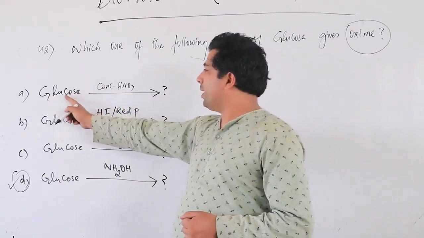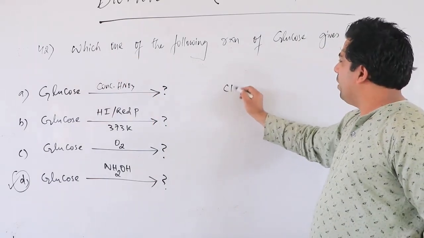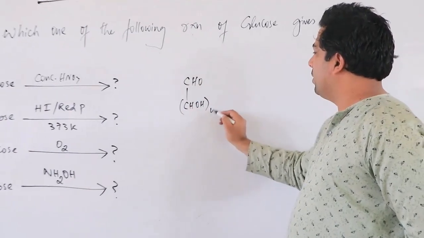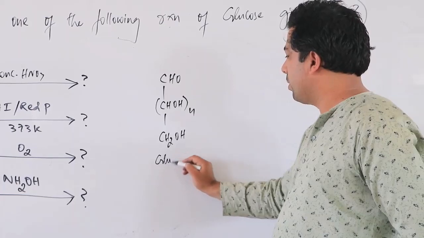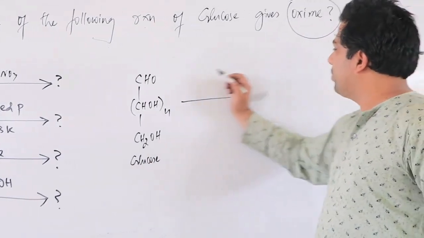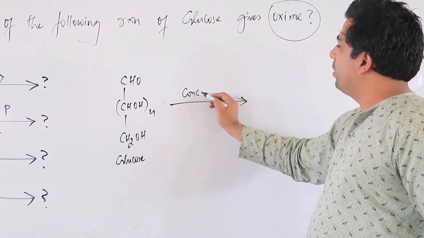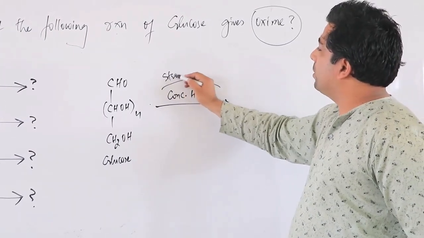Let us see the first reaction, glucose interacting with concentrated nitric acid. If you have a glucose with you, it interacts with the concentrated nitric acid. Concentrated nitric acid is a strong oxidizing agent. You should remember that. Concentrated nitric acid is nothing but a strong oxidizing agent.